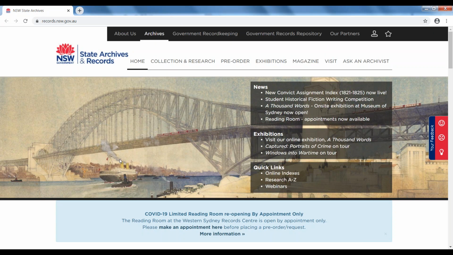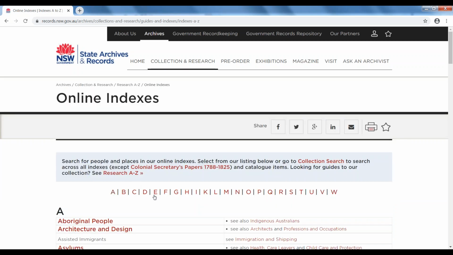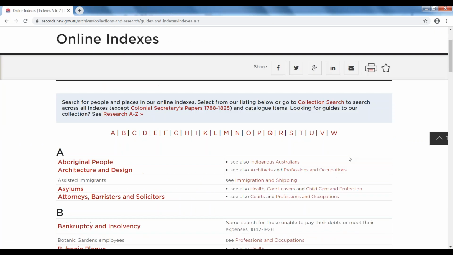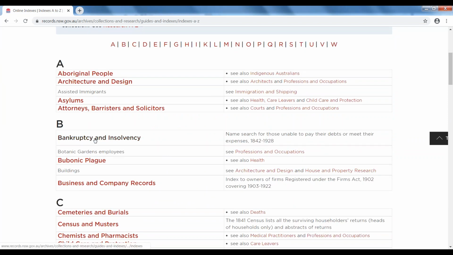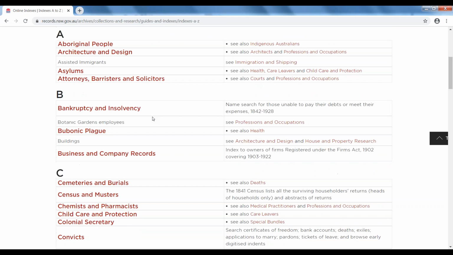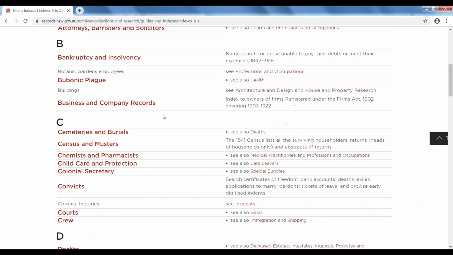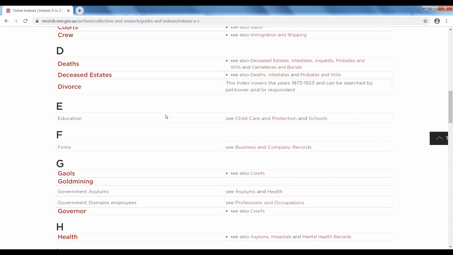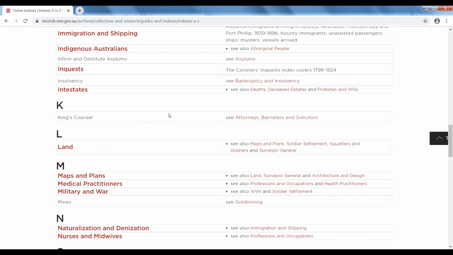So let's look at our website. This is www.records.nsw.gov.au. There's a link here under quick links to the online indexes. They're arranged alphabetically, and you can just scroll down and look at the topics that we suggest, and there are also lots of see also references. So if you haven't thought of exactly the term that we have, you'll be able to find out how to find them.